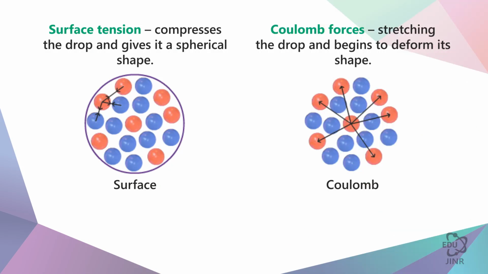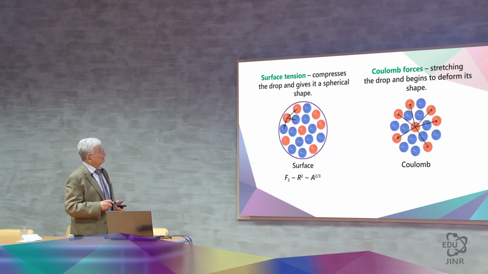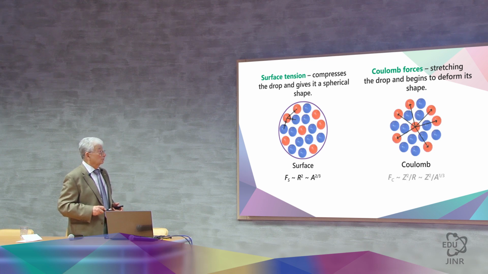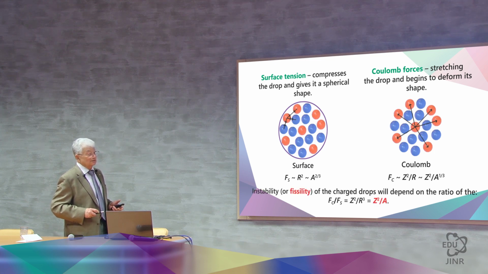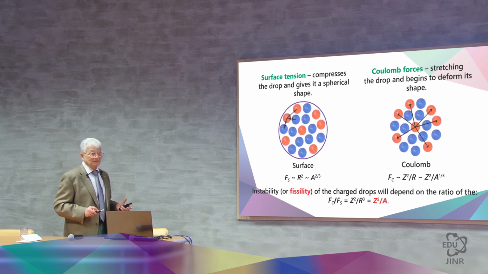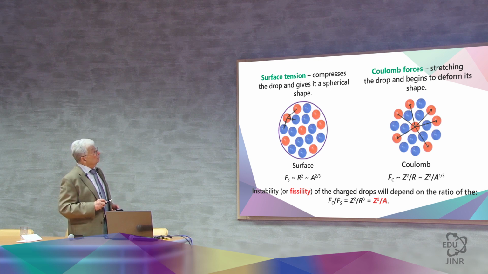As a result, the size of the drop depends on the opposition of these two forces. One is proportional to A to the power of 2/3. This is on the surface, and the other is proportional to Z squared over R, and R is A to the power of 1/3. So the ratio of these forces is nothing more than Z squared over A, the square of the charge divided by the mass. This will be the measure of the fissility of the nucleus.